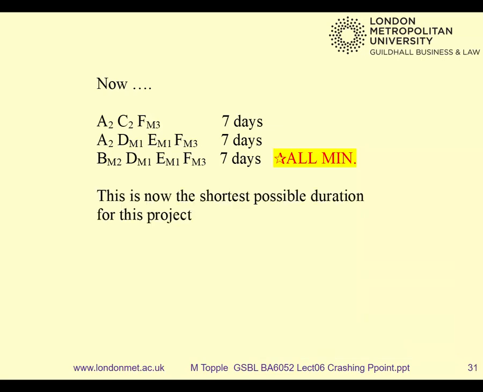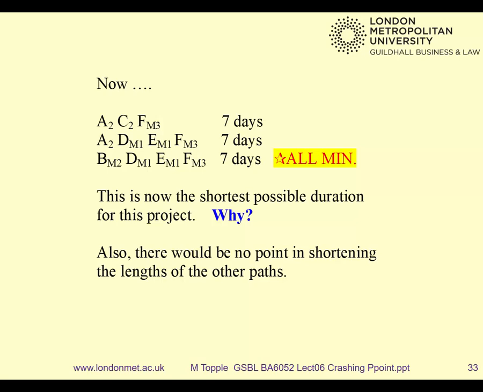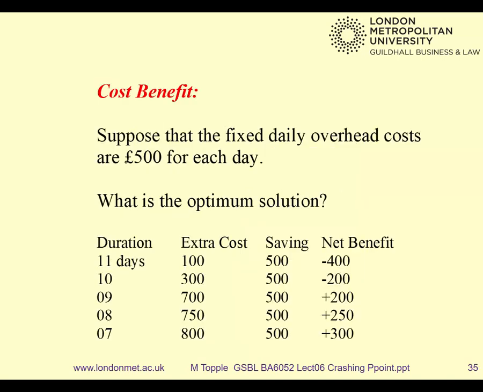So, we know now this is the shortest possible duration for the project, and we know why. We also know there's no point in shortening the lengths of the other paths, and we know why. You discussed that with each other. To add to our understanding, a couple of things I want to point out. Remember we crashed E for 100, then B for 300. If you get it right, these should gradually get more expensive. So if this says 100, 200, 100, I know I've made a mistake. It must gradually get more expensive or stay the same. Otherwise you're getting it wrong.